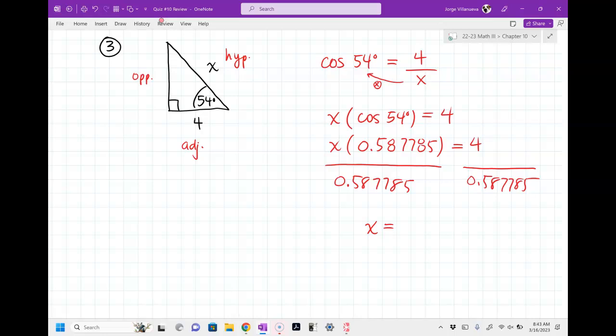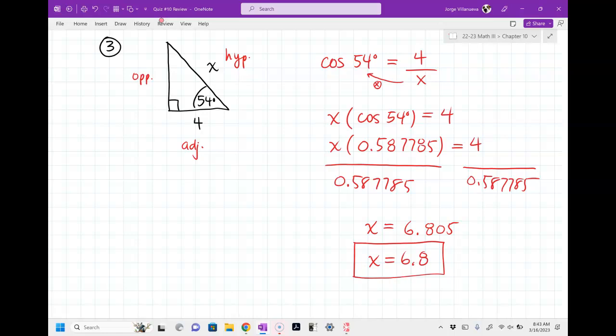I'm curious if they have an easy flip button here, but they don't. So 4 divided by 0.587785 is 6.805. But if they said that they want me to round it to the nearest tenth, what's my answer? 6.8. So all right, so here we go. 6.8.